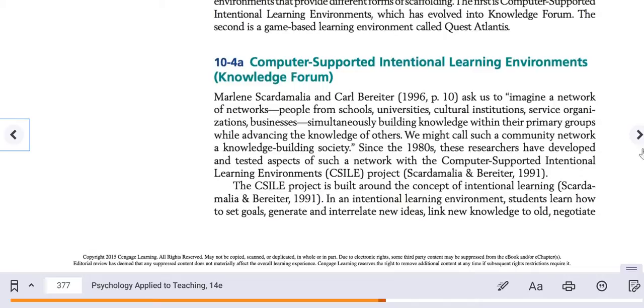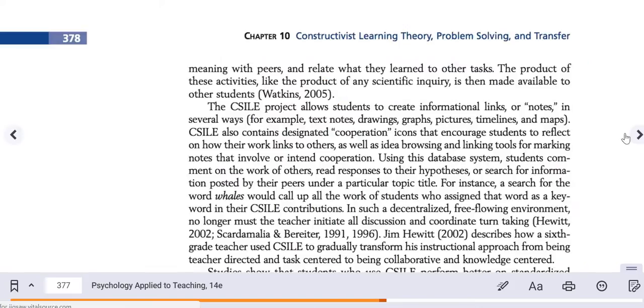CSILE project. The CSILE project is built around the concept of intentional learning. In an intentional learning environment, students learn how to set goals, generate and interrelate new ideas, link new knowledge to old, negotiate meaning with peers, and relate what they learn to other tasks. The product of these activities, like the product of any scientific inquiry, is then made available to other students.